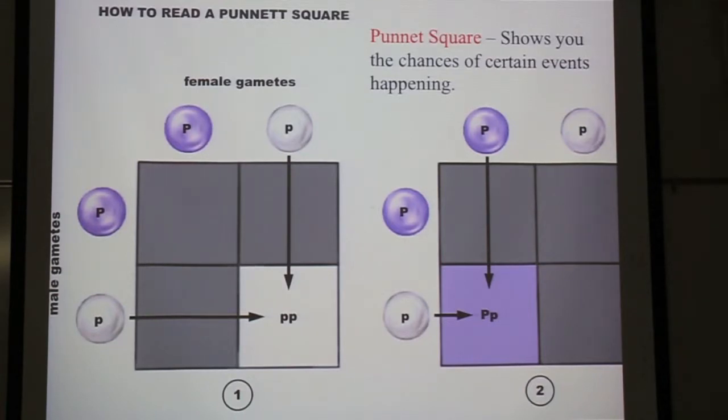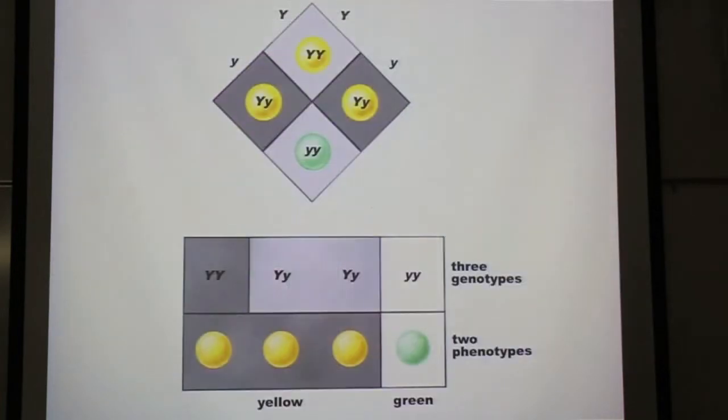And again, it doesn't matter where the male or female goes, as long as you have all the options there. And then you ask yourself, okay, what if this particular pollen fertilized that egg? That's what you would get. Okay, so that's a Punnett square, and that's how you read it.